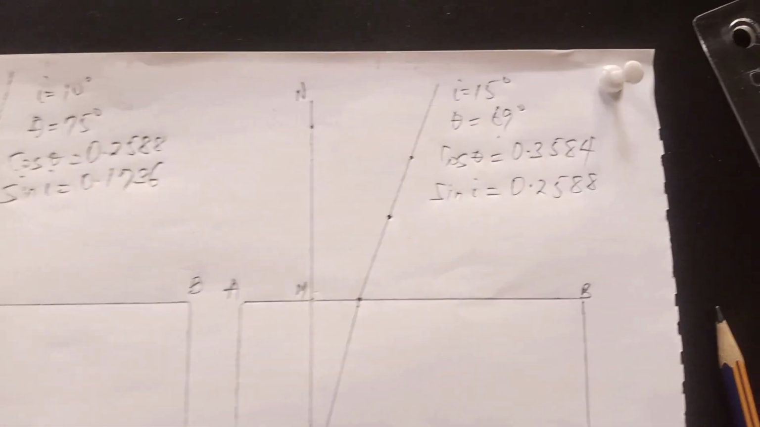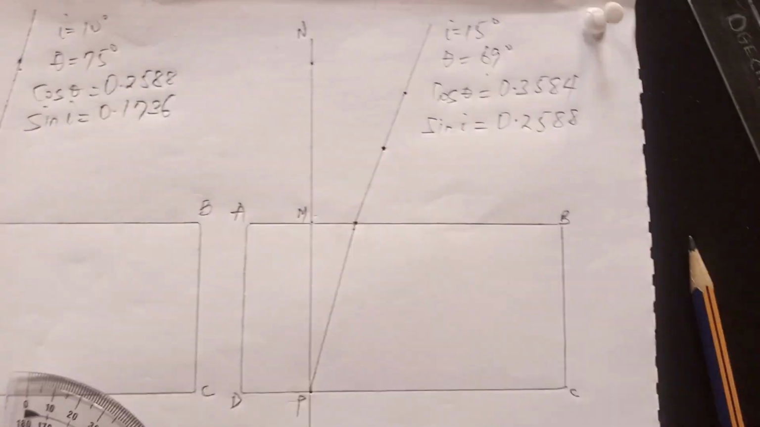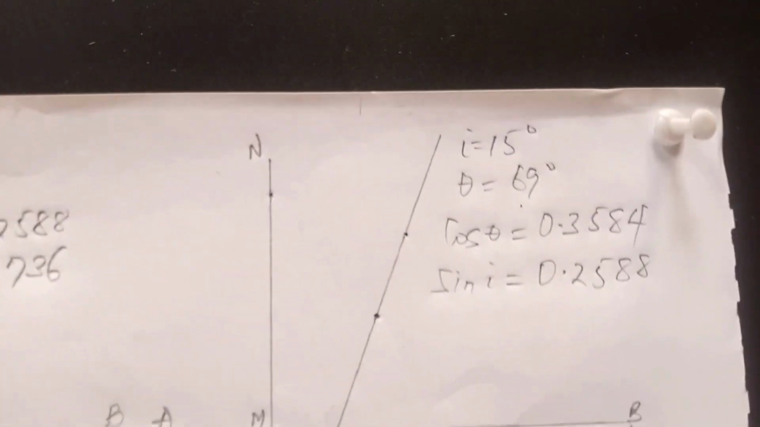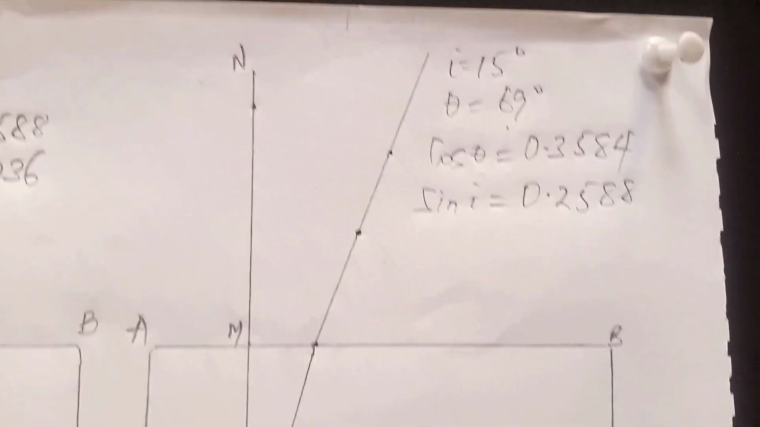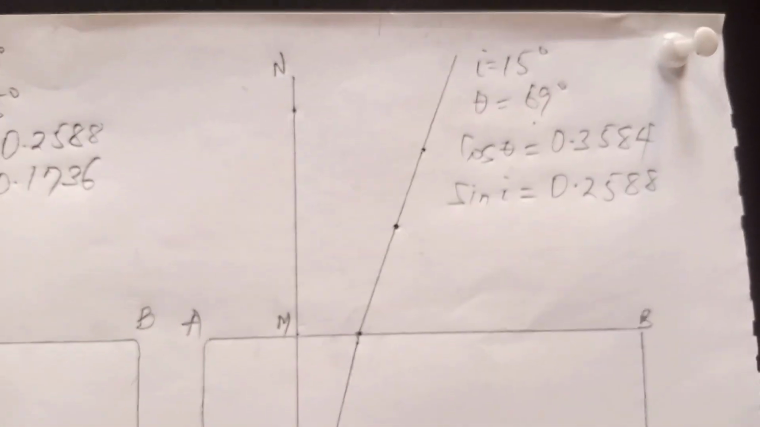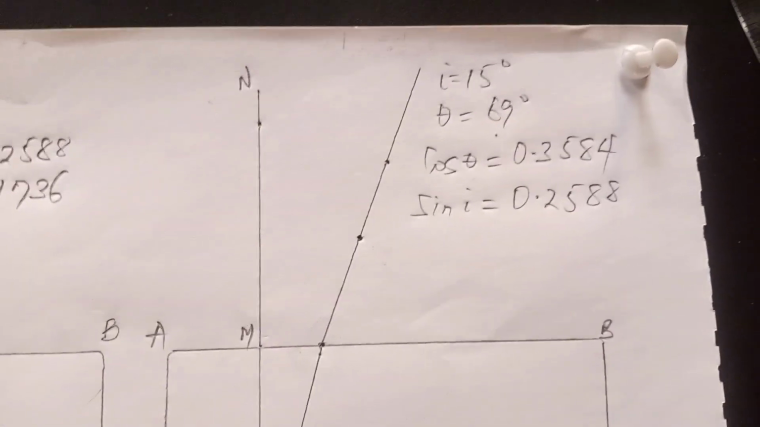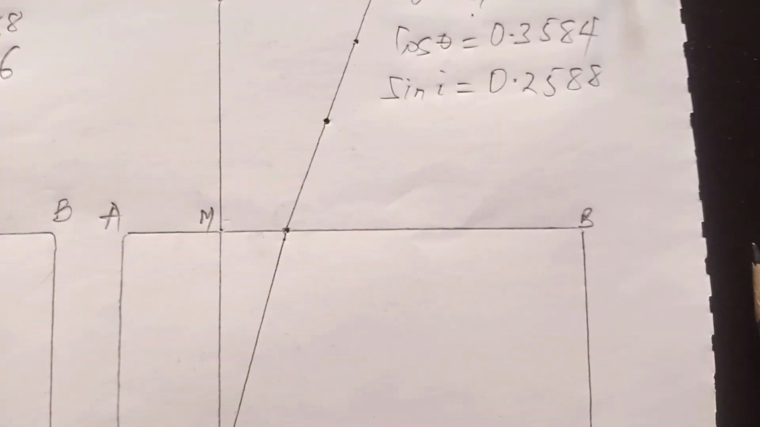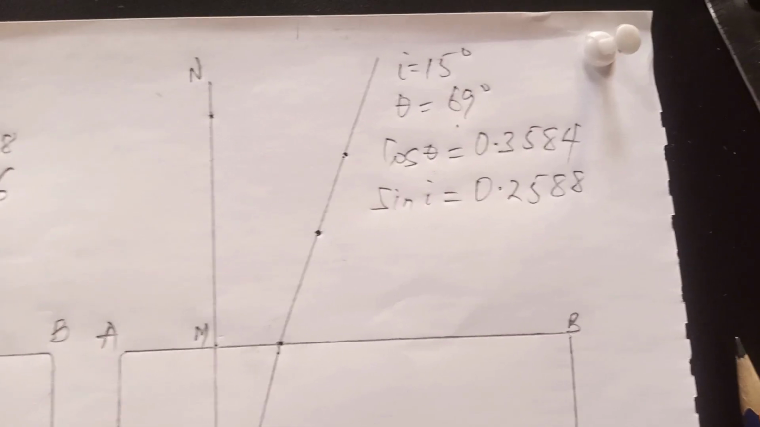So here is the final result from our third reading. This is our first, second, and the third reading. See our I, which is constant, 15 degrees. Our theta we measured is 69 degrees, and then cos theta, when we punched it, gave us 0.3584, and then sine I gave us 0.2588 for 15 degrees.